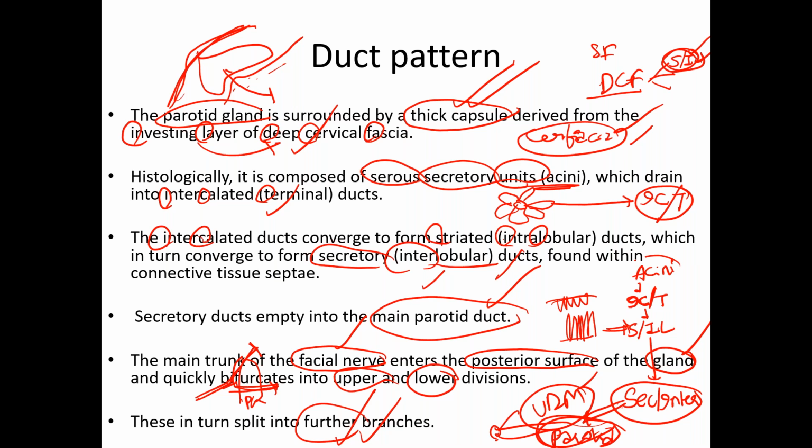Serous glands or acini go into intercalated or terminal ducts. Later on, they go into striated or intralobular ducts. Later on, they go into secretory or interlobular ducts. Later on, they go into the parotid duct, the main parotid duct.